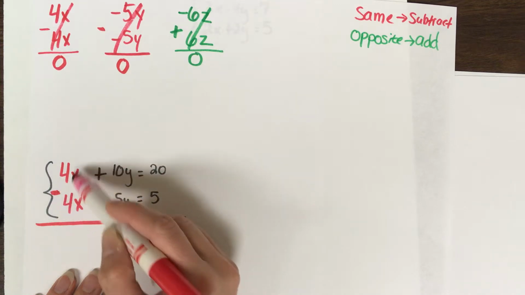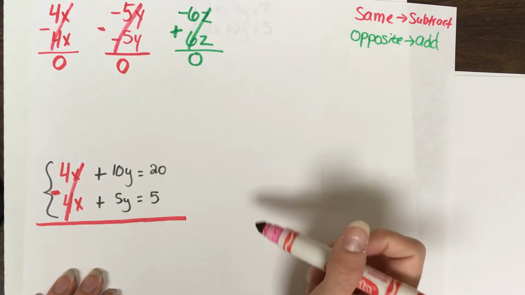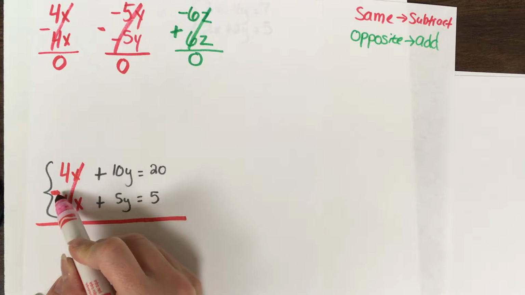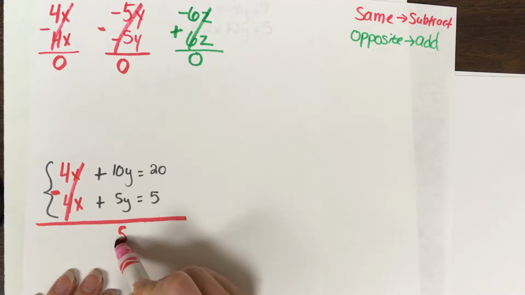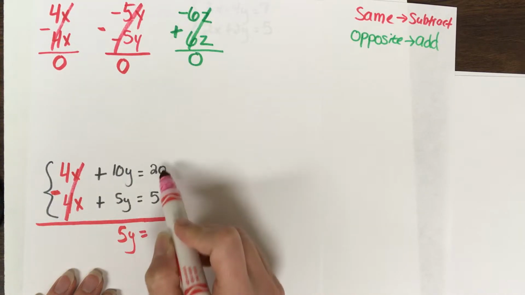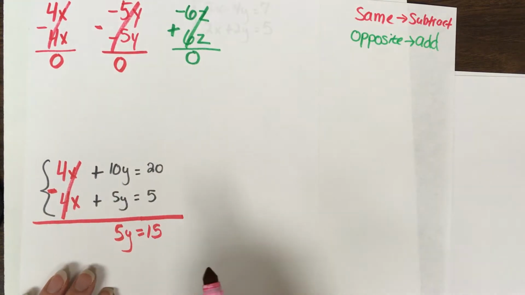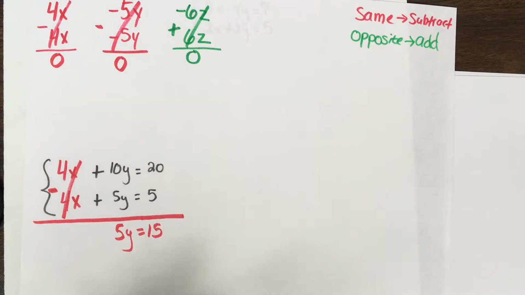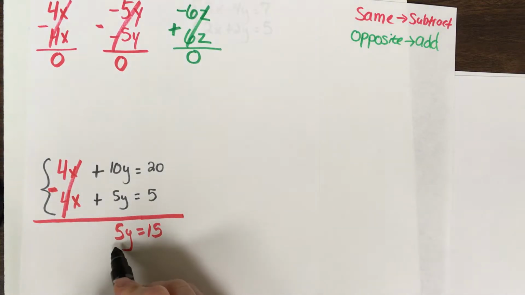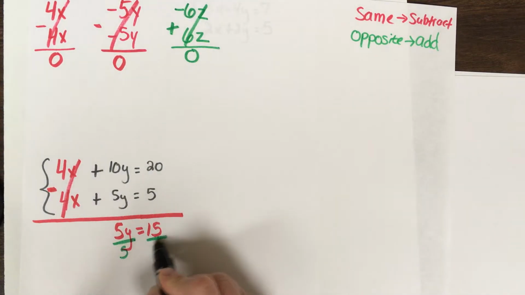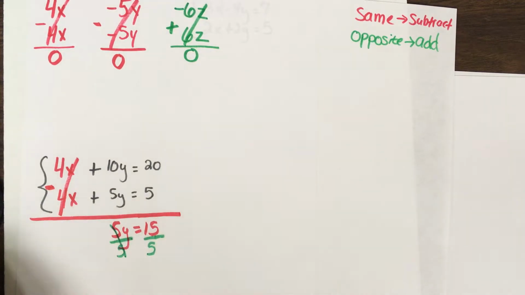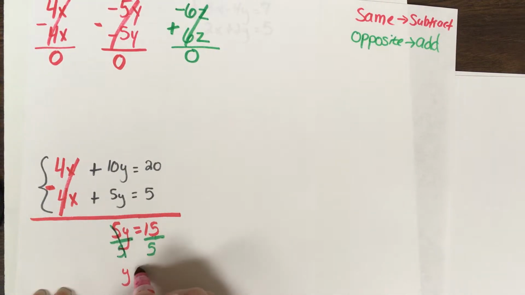So subtracting the second equation, every part, from the first equation. So 4x minus 4x eliminates, and that gives us 0. 10y minus 5y equals 5y. 20 minus 5 is 15. And now I just have an equation: 5y equals 15. I can solve for y by dividing both sides by 5, and we get that y equals 3.